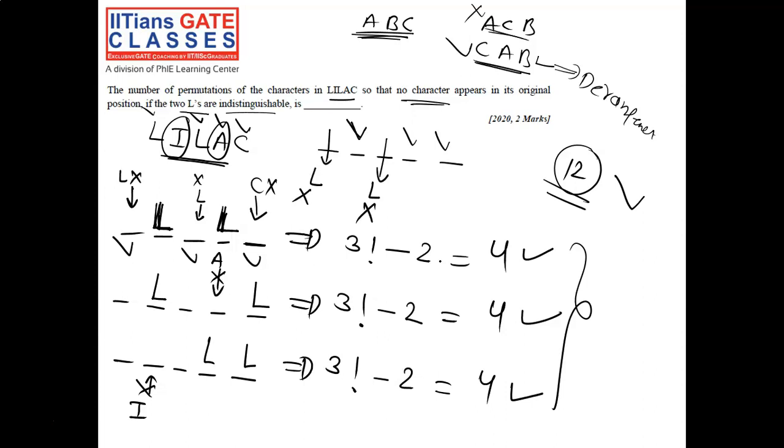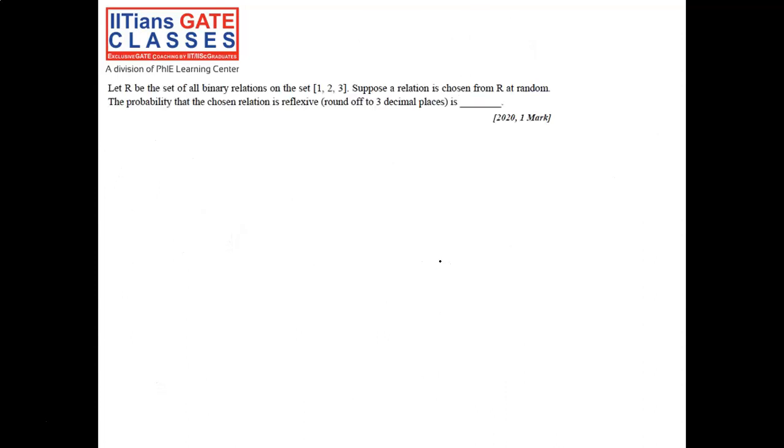Remember, you cannot apply the derangement formula here directly, because the derangement formula can be applied when all the characters are different. Here all the characters are not different. You can see these two L are indistinguishable, meaning they are identical. So that's why you can apply this approach. This is a very intuitive approach. Okay, let's see the next question.